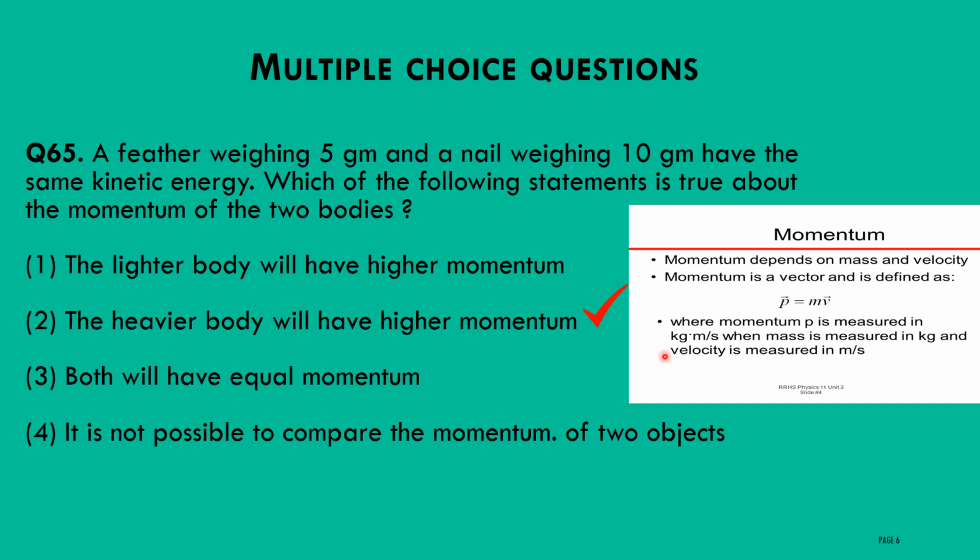Then one more thing here: what is the SI unit of momentum? The SI unit of momentum is kg meter per second. The SI unit of mass is kg. The SI unit of velocity is meter per second. These things also you have to remember. They may ask in the exam.